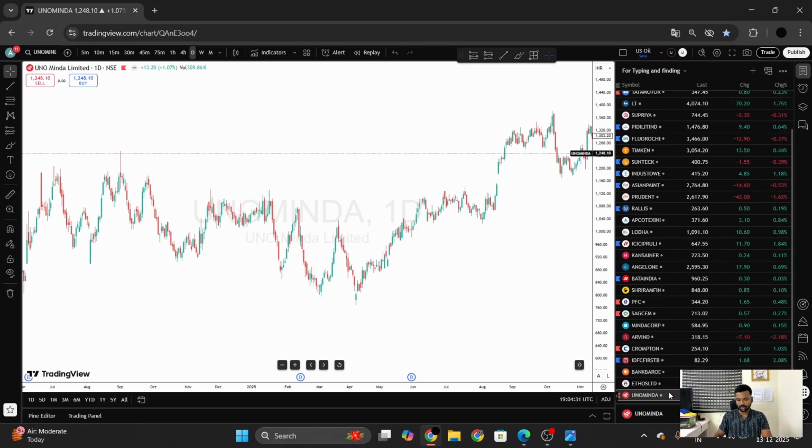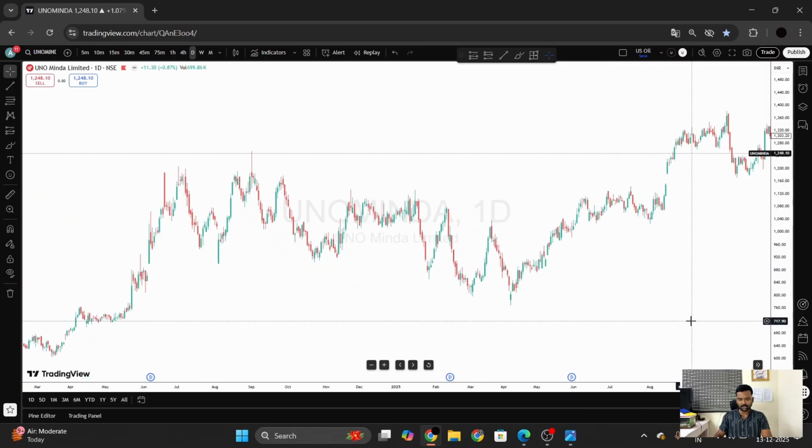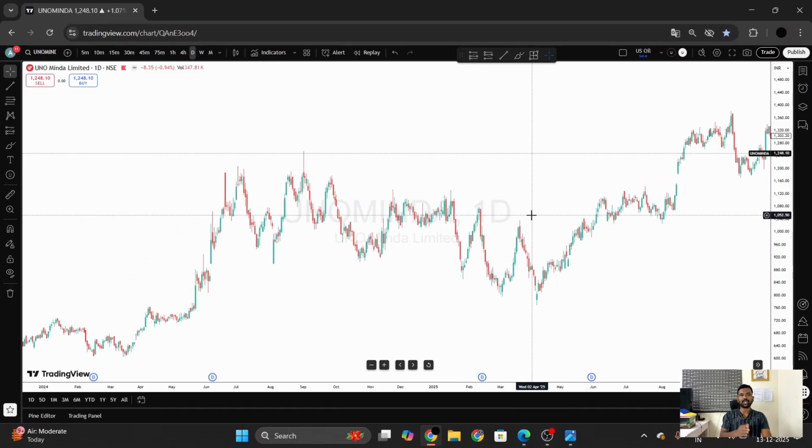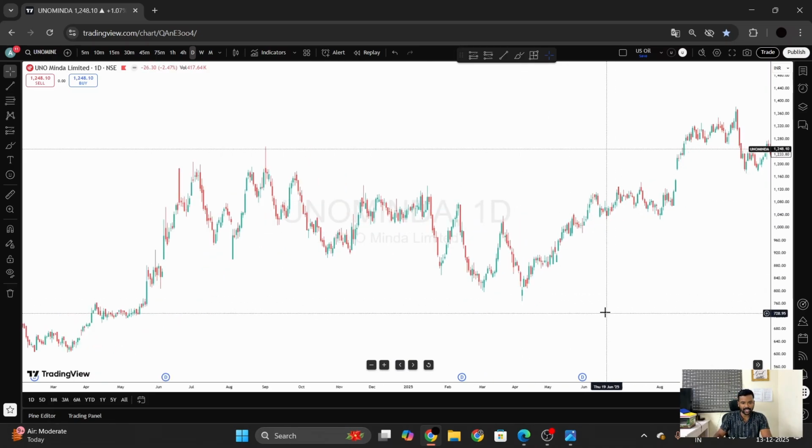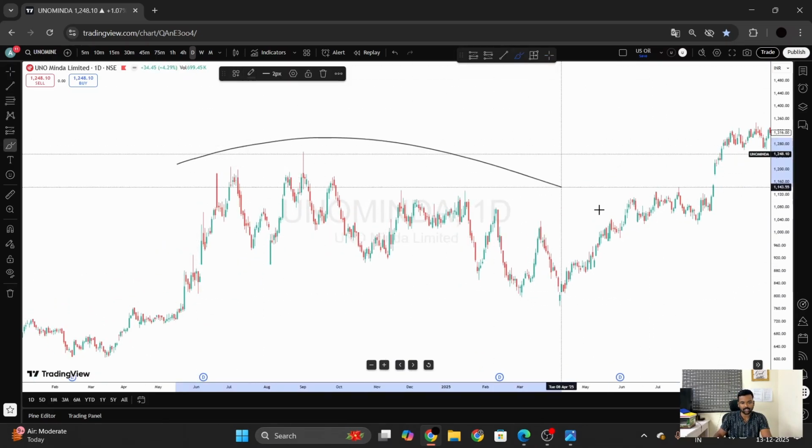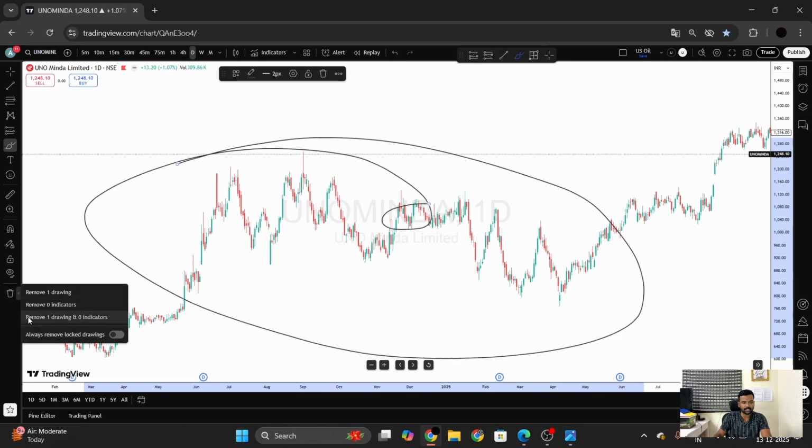I will go to my previous trade, which is Minda. I took this before 6 months, I think. I'm going to explain how I draw the pattern, how I position sized in this trade, where I place the stop loss and how I manage the risk. So I traded this area, actually this pattern I traded.